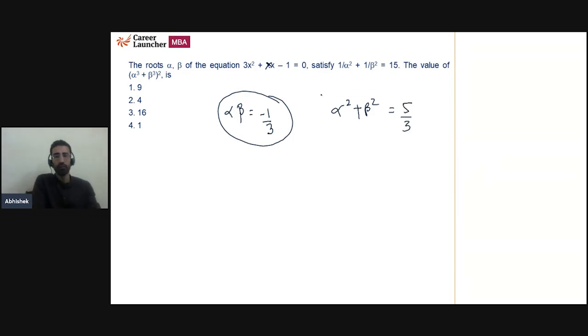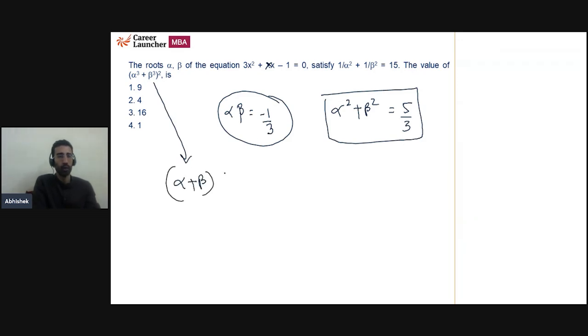So we have the value of alpha square plus beta square and alpha beta both. And what do we need? Alpha cube plus beta cube whole square. So if you know this factorization, a cube plus b cube, you know, right? A cube plus b cube is a plus b into a square plus b square minus ab.